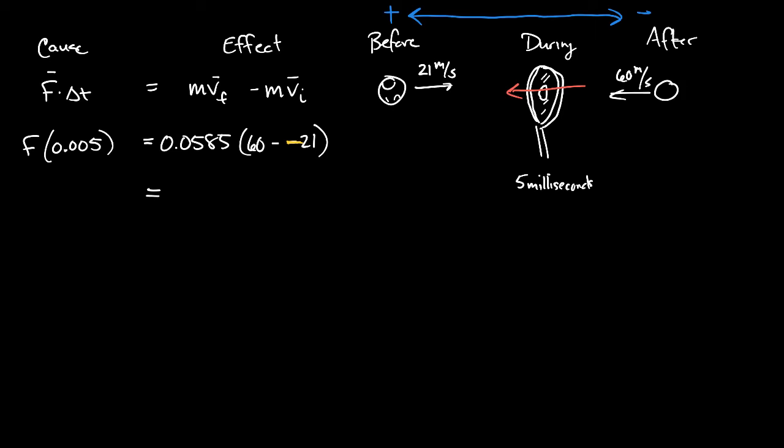What's the impulse? What's the right side of this say? When you get 81 times 0.0585, it's got to be 4 point something, right? 4.74. Funny, because isn't this almost exactly the same impulse as the golf ball?